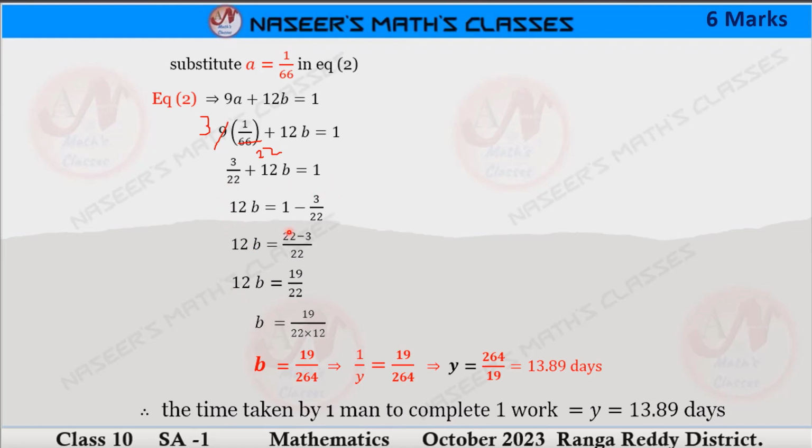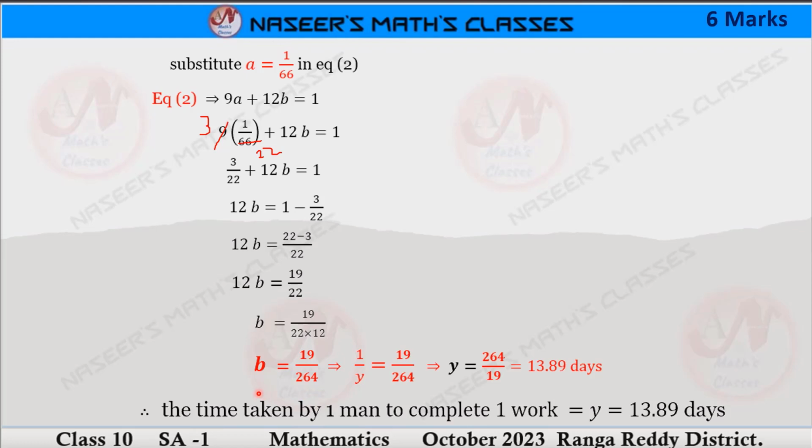Then we can write it as 12b is equal to 1 minus 3 by 22. Here the LCM is 22. So we can write 1 into 22, 22 minus 3 by 22. Next we transpose 12 from LHS to the denominator on the RHS. Then we get b is equal to 19 by 22 into 12. In the denominator, 22 into 12 is equal to 264.